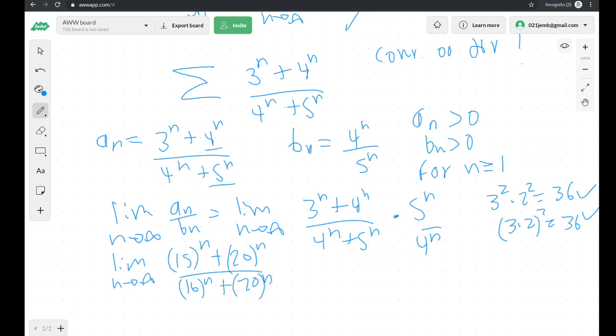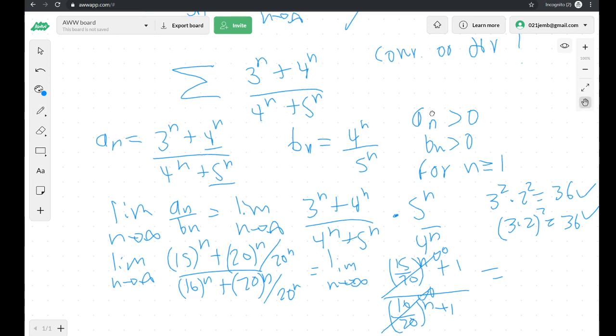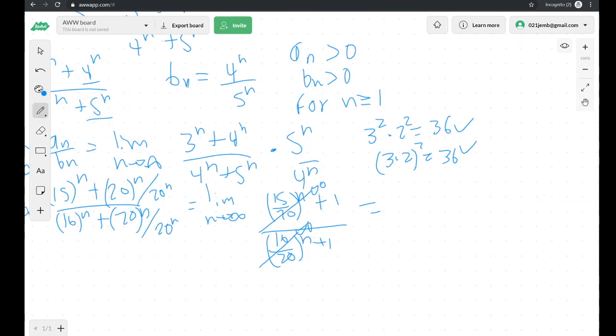Once again. Now over here, what we'll do is divide by 20^n on both top and bottom, and then we get that this is the limit as n approaches infinity of ((15/20)^n + 1) divided by ((16/20)^n + 1). Now, as n goes to infinity, this fraction, which is less than 1, will approach 0, and this fraction will as well. So we're left with the limit equal to 1.